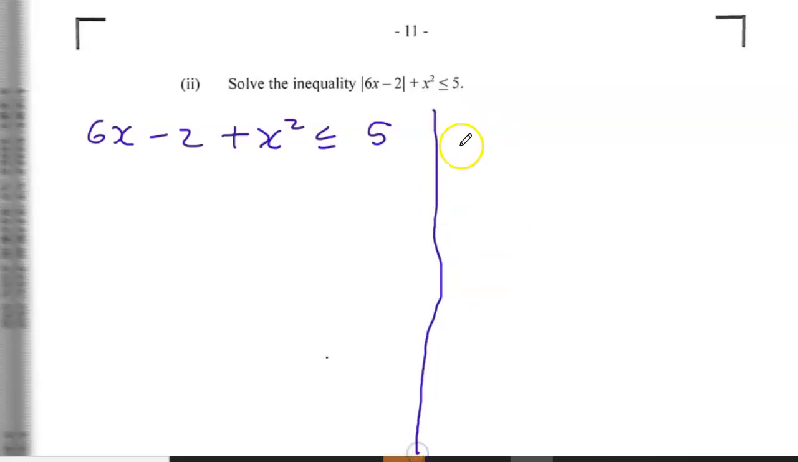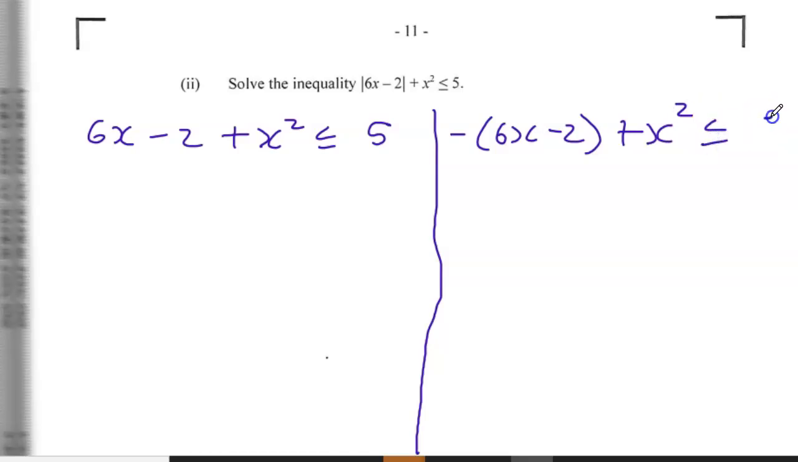Next problem, solve the inequality. Notice we have the modulus of 6x minus 2. Remember, 6x minus 2 can either be positive or negative. So we'll begin with the positive: 6x minus 2 plus x squared less than or equal to 5. And over here, of course, it can be negative: minus 6x minus 2, plus x squared less than or equal to 5.